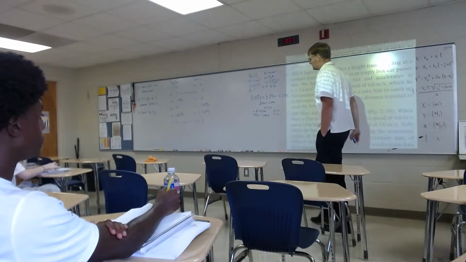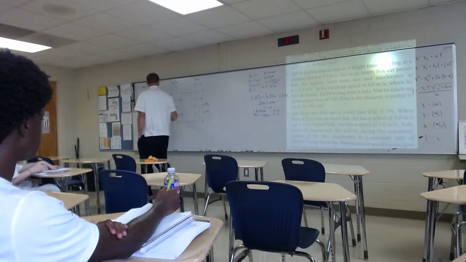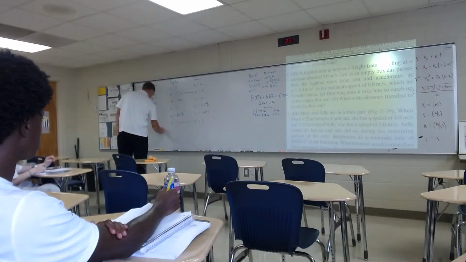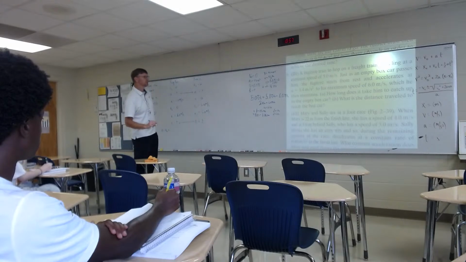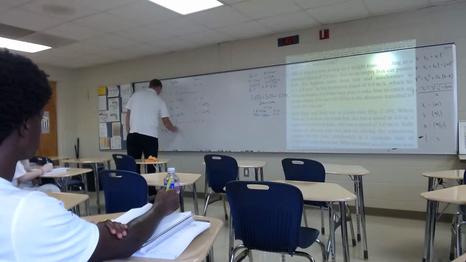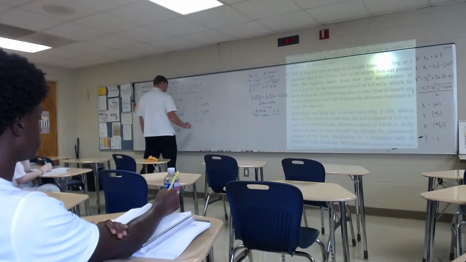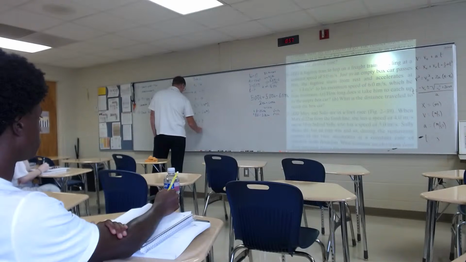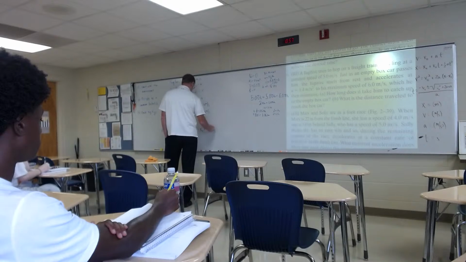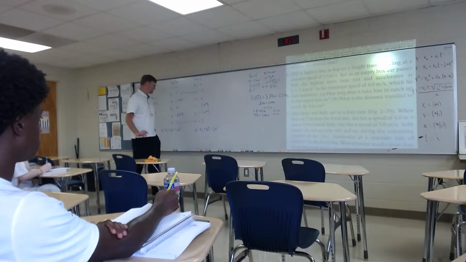The final position of the fugitive is his initial position plus the initial velocity times the time plus half of his acceleration times the time squared. The final position of the train is equal to its initial position plus its initial velocity times time plus half its acceleration times time squared.